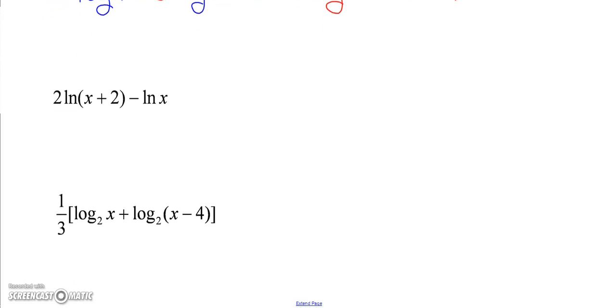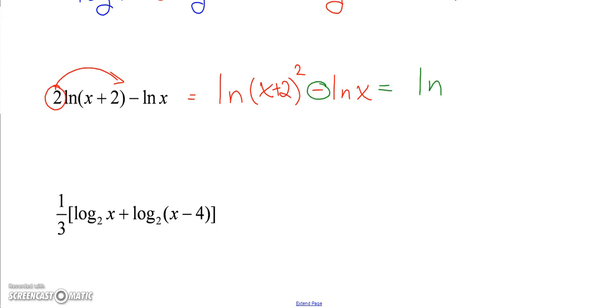Same thing here. I can take this 2, I can write it as an exponent. That is the ln of x plus 2 squared minus the ln of x. And again, the only simplification I can do, subtraction is going to mean division. So this is the ln of x plus 2 squared over x.